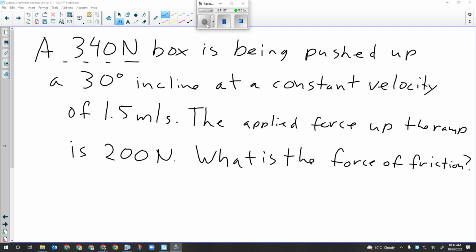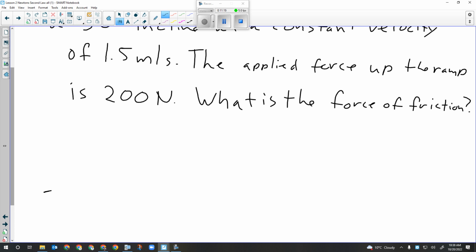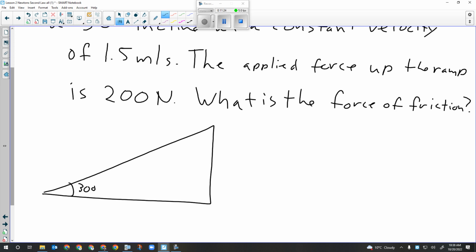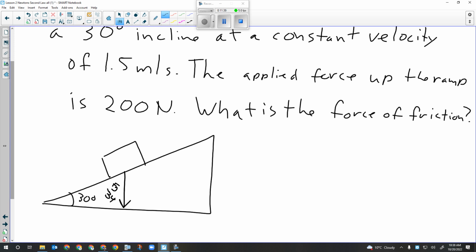All right, so Mrs. Gore, I'm going to pause it here now. Okay, so for this one, we want to draw our inclined plane as our first step. All right, we know it's a 30-degree angle. We know the weight of the box is 340 newtons. So we know the hypotenuse of that triangle, because the hypotenuse of the triangle is always the force of gravity, and it's 340 newtons. All right, everybody okay with that so far?